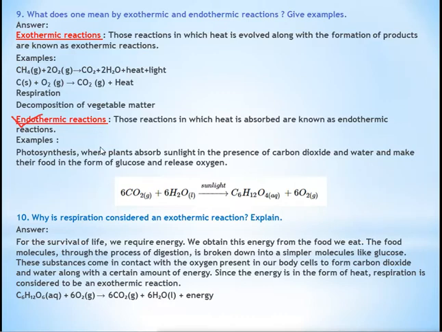Now what is endothermic reaction? Endothermic reactions are those reactions. Endo means inside. So endothermic reactions are those reactions in which heat is absorbed.